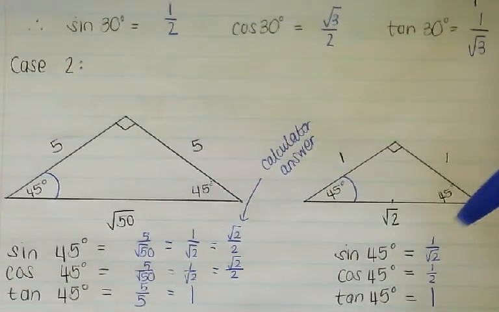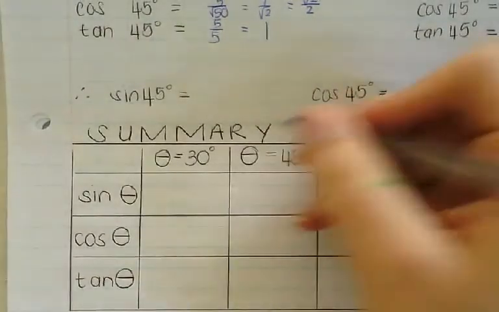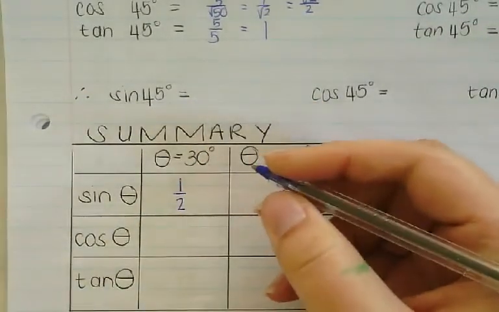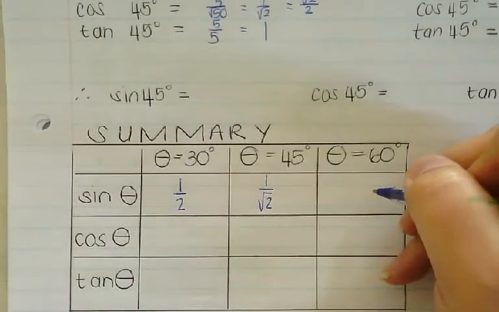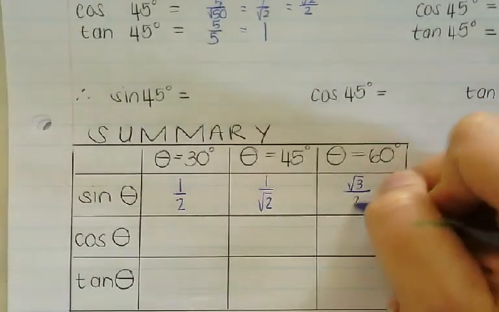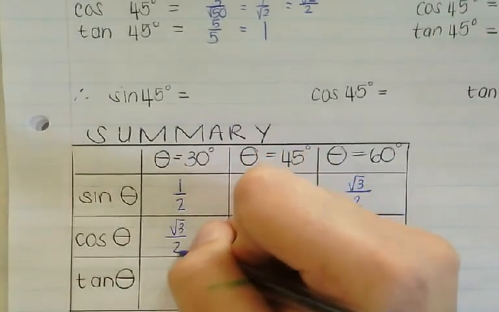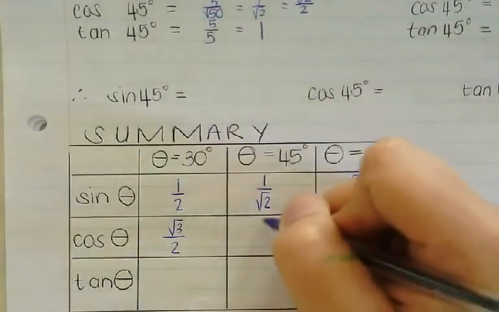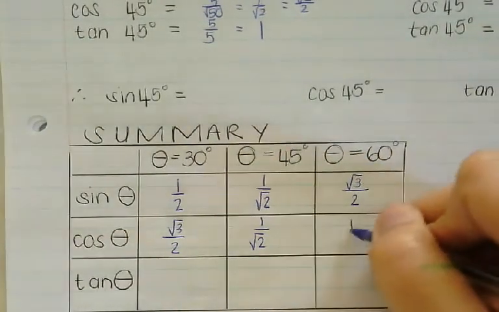So as a summary, the summary you definitely can write now, but as quickly as possible, please. Sine 30 will always be 1/2. Sine 45 will always be 1 over square root 2, and sine 60 will always be square root 3 over 2. Cos 30 will always be square root 3 over 2. Cos 45 will always be 1 over square root 2. And cos of 60 will always be 1/2.